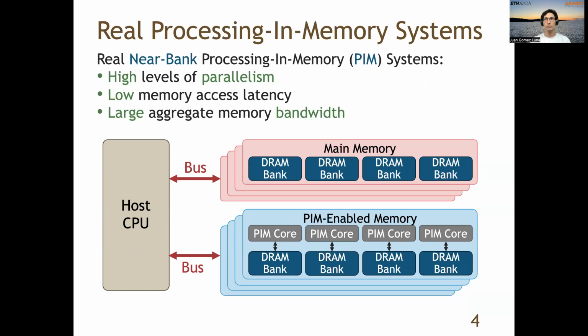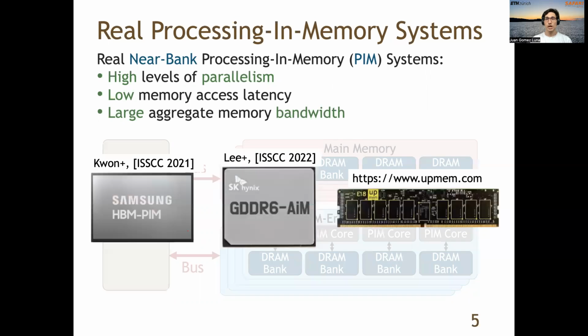We are already familiar with processing-in-memory systems in this course, and with real processing-in-memory systems that, as you can see on the slide, typically have a host processor that has access to a main memory, typically DDR DIMMs, and also a PIM-enabled memory that works as an external accelerator. Examples of that are the UPMEM PIM architecture, HBM-PIM from Samsung, or AiM from SK Hynix, which we have previously presented in this course.